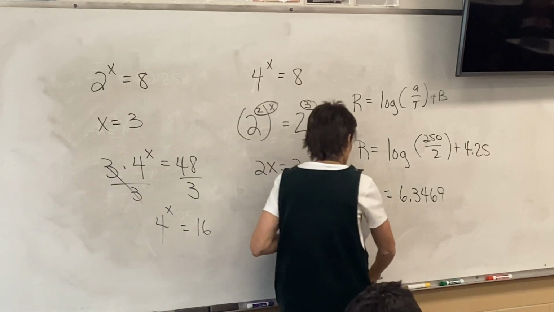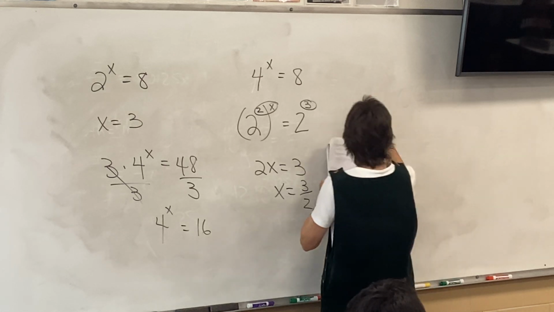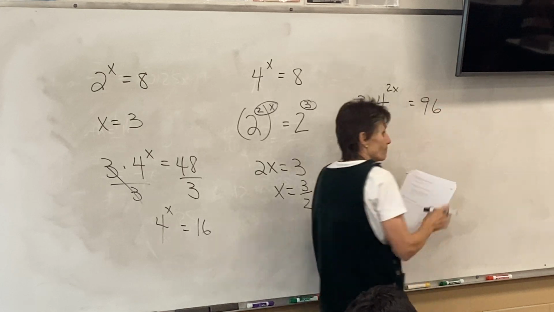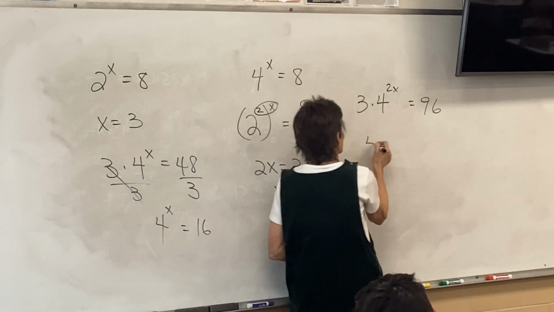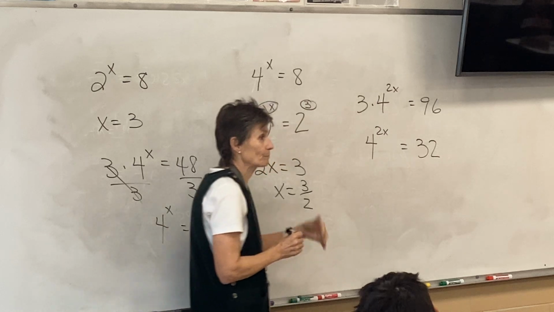All right, so next we've got 3 times 4 to the 2x equals 96. Step 1, divide by 3. 32. So 4 to the 2x equals 32.